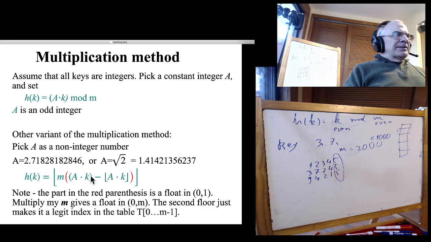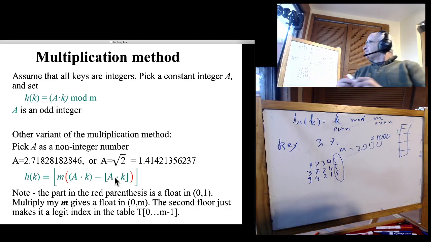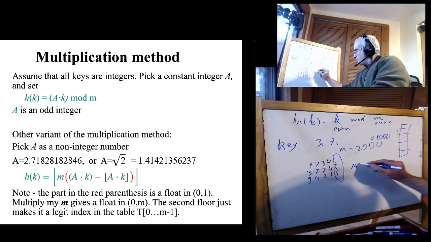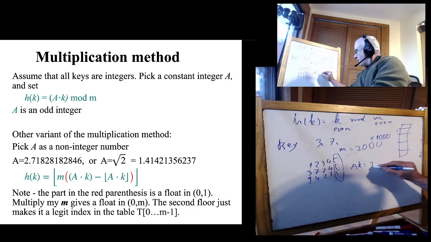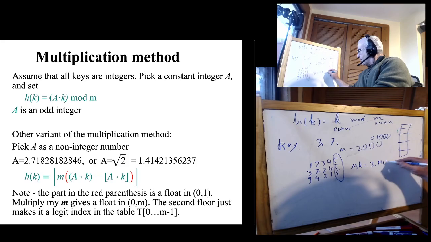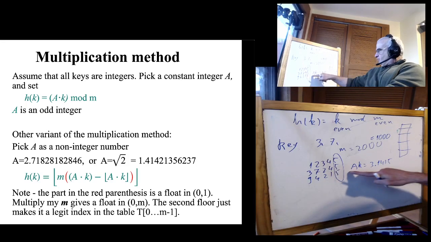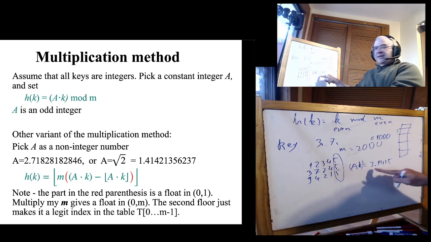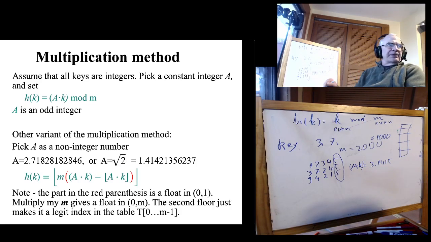What happens in the red parentheses? What happens when I take the difference between these two numbers? Let's think that a times k equals 3.1415. If this is a times k, what do I get in the red parentheses?